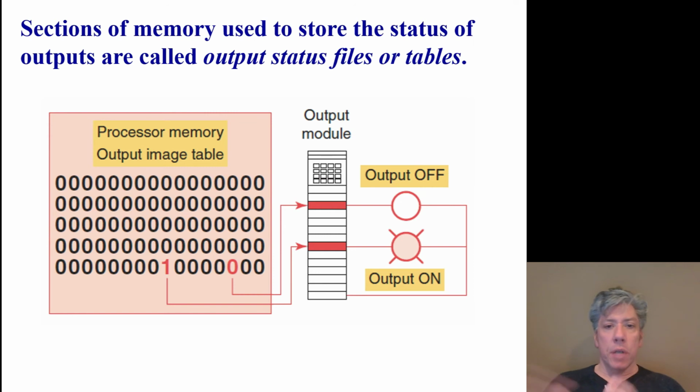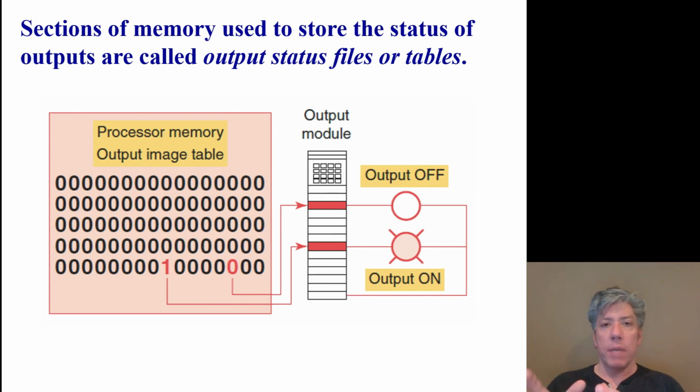Now, the output section is another file or table or page, if you will, of memory that is similarly associated with the outputs. The circuitry in the output module is constantly monitoring this particular memory address in order to determine whether it should pass power to the output devices or not. In other words, whether it should close the circuit at that particular output. So it's really important to understand that inputs turn memory bits on and off in the input memory page, but outputs are driven by memory in the output page.